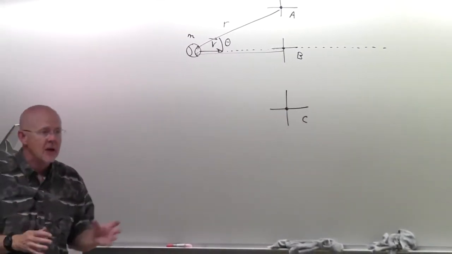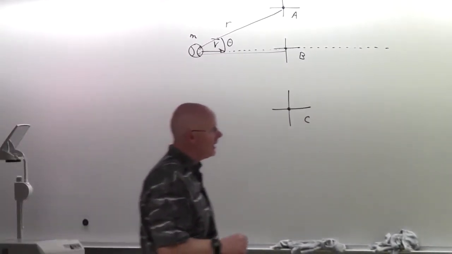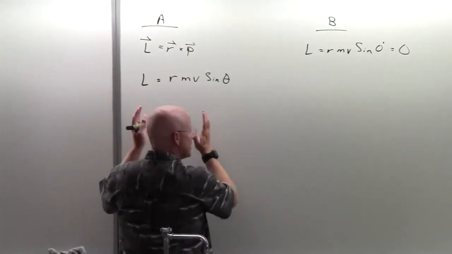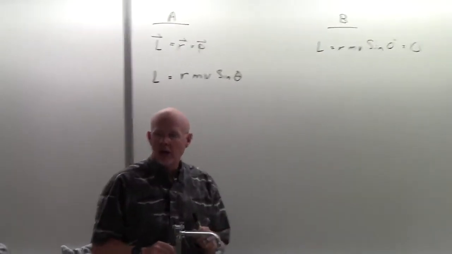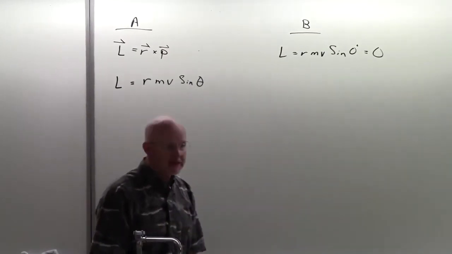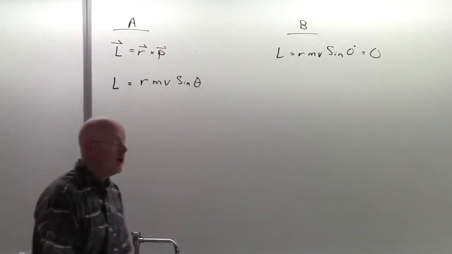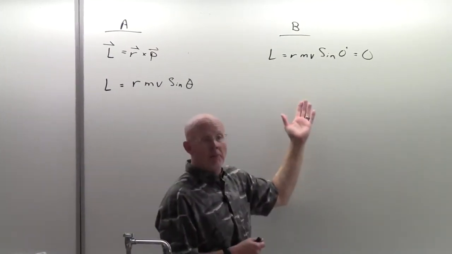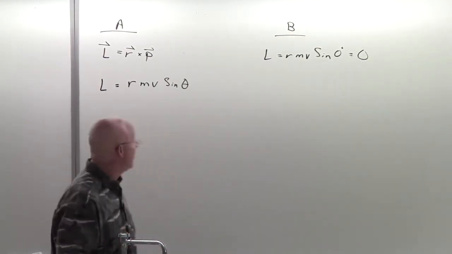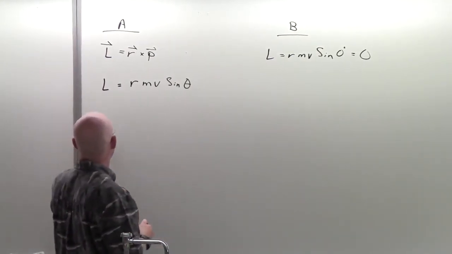So just find one. And what I'm trying to show you here is two important things. It could be 0. It doesn't necessarily have to be 0. It depends on your origin. It depends on your calculation. So as calculated from point B, I say the angular momentum is 0. But as calculated from point A, it's not 0.